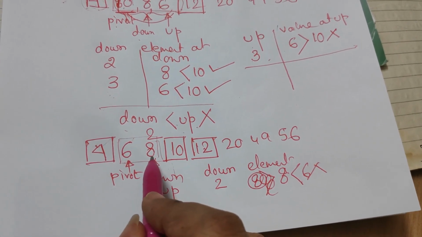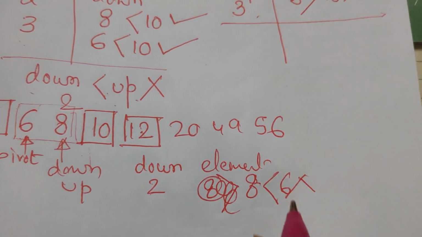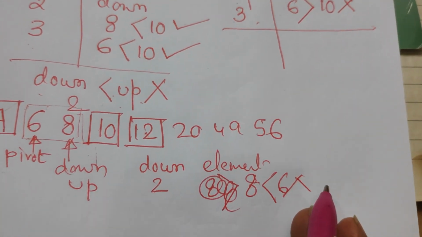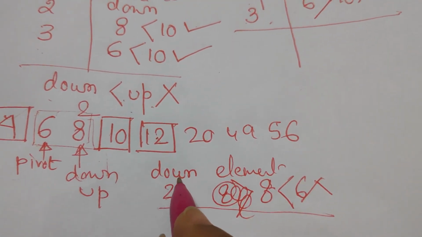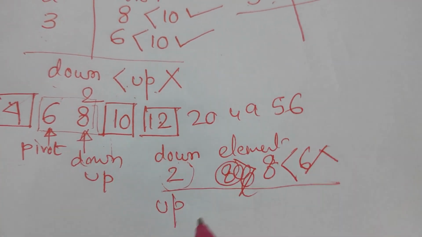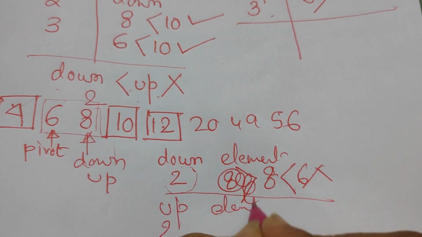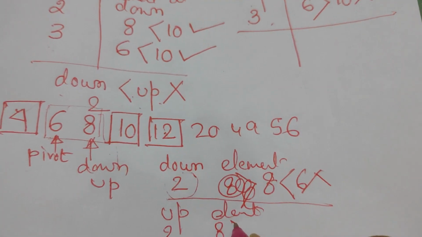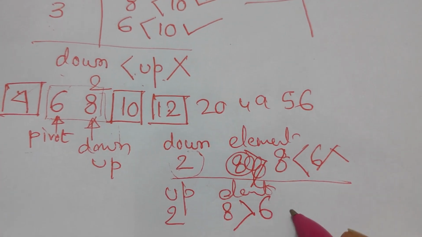So we have to halt over here. 8 less than 6 is false. So we halt at the point where down value is 2. Now come to the up value. Up value is also 2. What is the element? 8. 8 greater than 6.